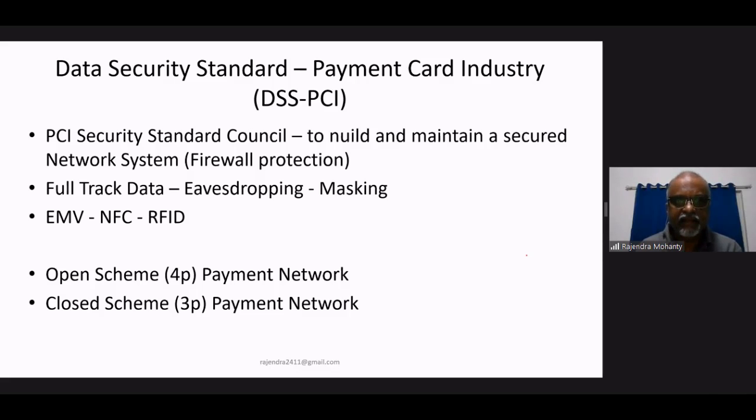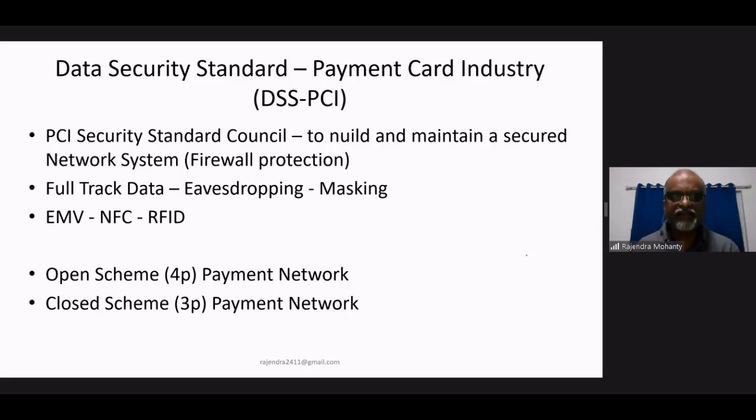The DSS PCI is intended to protect the sensitive cardholder data. Whenever the cardholder uses the card, data is transmitted throughout the network. When it is transmitted or processed, it is possible that somebody may pick it up and store it at their own end so that they can also use it. So this security has to be maintained, and for that reason the PCI Security Standards Council is very much concerned.